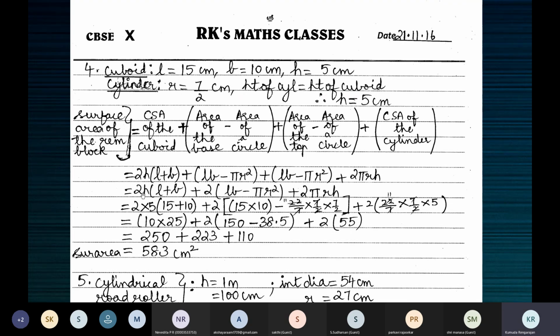Now substitute the values. 2 into height of the cuboid 5, L plus B, 15 plus 10. 2 LB, 15 into 10, minus pi r square, 22 by 7 into 7 by 2, 7 by 2. Plus 2 pi RH. Height of the cylinder we understood is 5, the same as the height of the cuboid, 5 centimeters. So children, on working this, the surface area of the solid is 583 centimeters square.